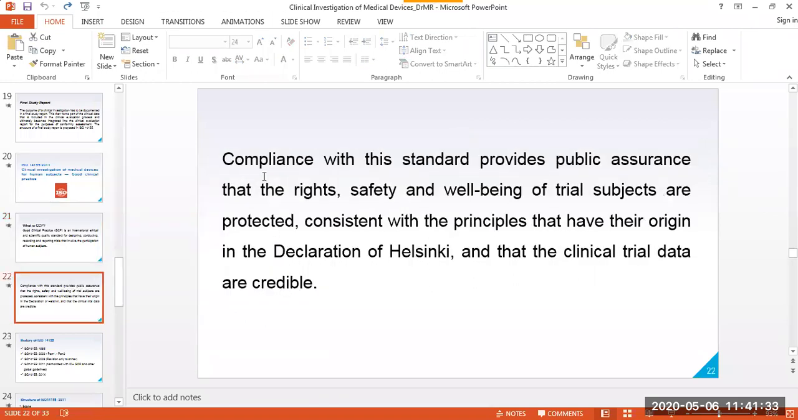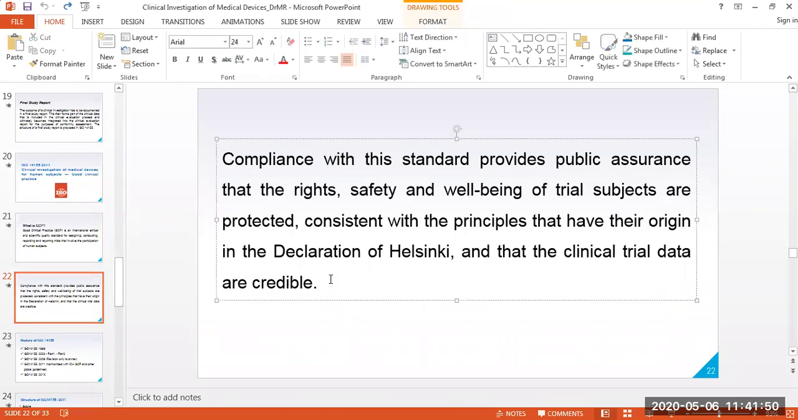So compliance with this standard provides public assurance that the rights, safety, and well-being of trial subjects are protected, consistent with the principles that have their origin in the Declaration of Helsinki, and that the clinical trial data are credible, right? So what is this concept of the Declaration of Helsinki? Can you people have any idea why this terminology, this concept, is mentioned in this ISO? What does the Declaration of Helsinki say?